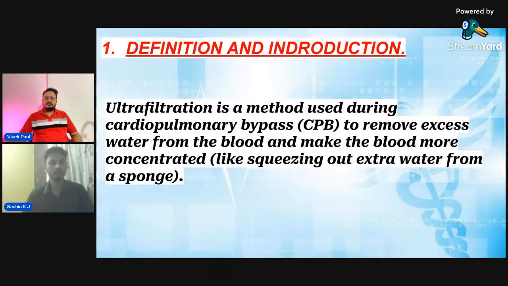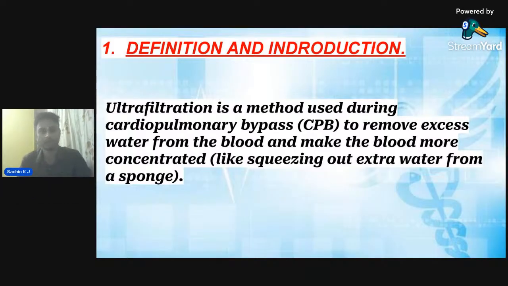Definition and introduction. Ultrafiltration is a method used during cardiopulmonary bypass to remove excess water from the blood and make the blood more concentrated, like squeezing out extra water from a sponge.